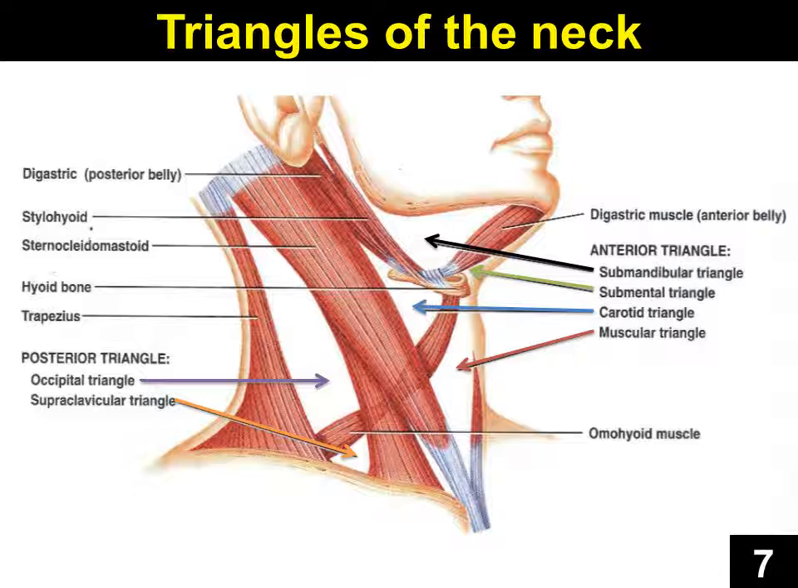The fibers of the two pass upward and then they join each other and backward. The fibers then pass upward, backward, and slightly laterally to be inserted into the mastoid process. هلا بالنسبة إلى mastoid process inserted into the lateral surface.